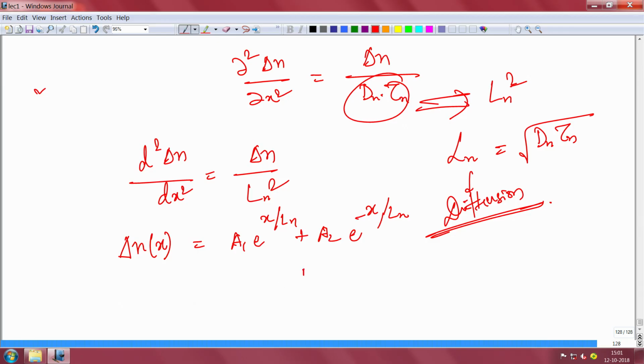One is that the length of the semiconductor you are talking about is much larger than the diffusion length Ln, and in the other case the length of the semiconductor is much shorter than the diffusion length Ln. Okay, because the length of the semiconductor will come in since you are talking about a finite block of semiconductor in which you are going to recombine the carriers.